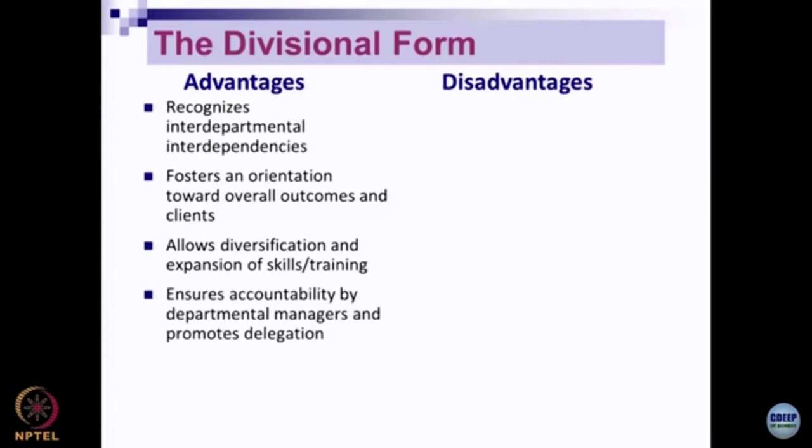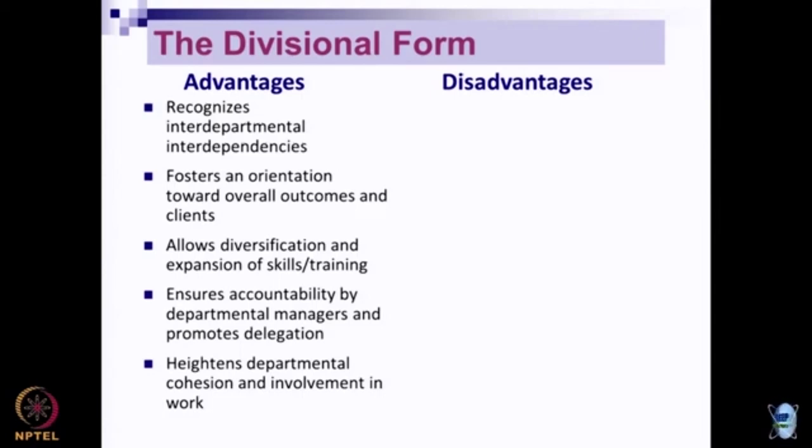Fourth, the divisional form ensures accountability by departmental managers and promotes delegation. It ensures that managers take responsibility and have accountability for the general business results. And for that, the business leader has to delegate authority to them. Divisional structure also heightens departmental cohesion and involvement in the work. People know that they will be evaluated as a business line. They will not be evaluated as a function. So, there is heightened interdepartmental cohesion and involvement in this situation.